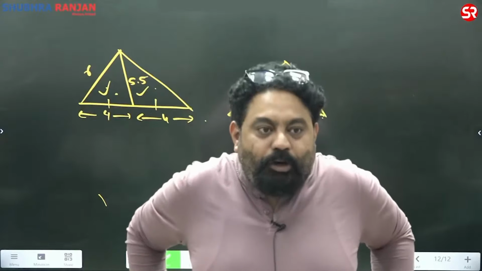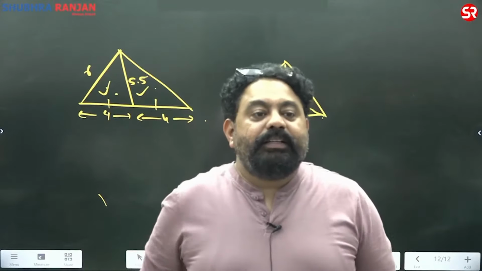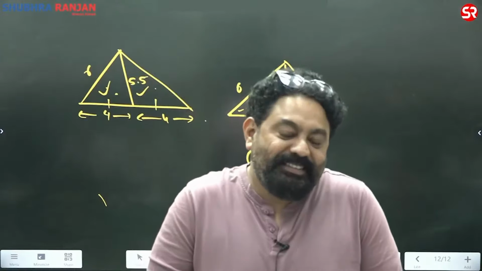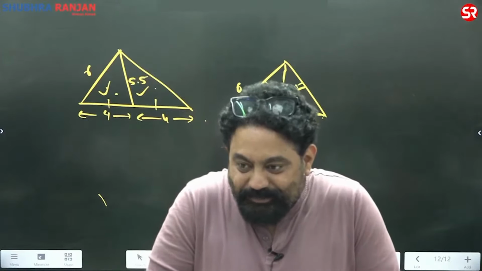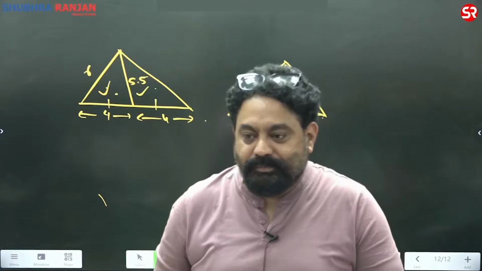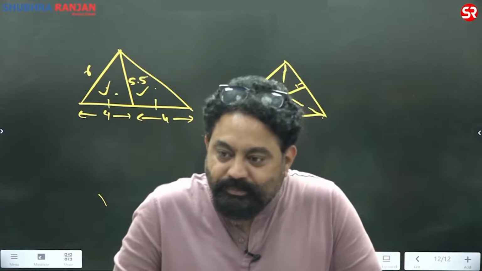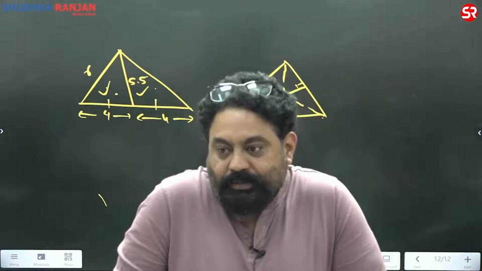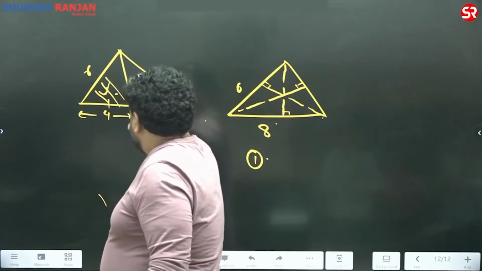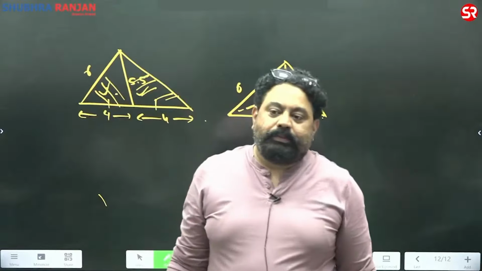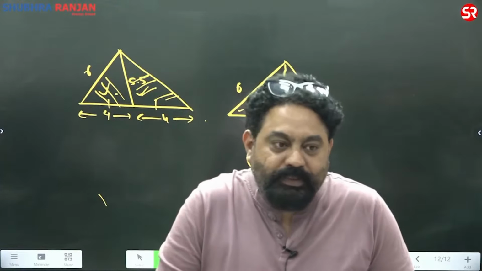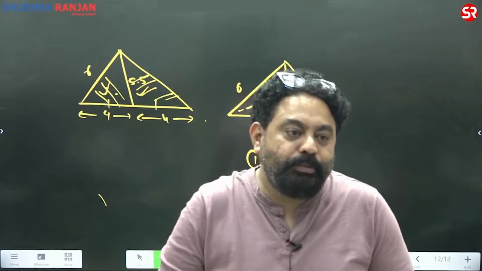The property of the median is that it divides a triangle into two equal areas. Whatever is the area of this would be the area of this, khatam. You don't need to find it. Why do you want to do it? Area is same, khatam.